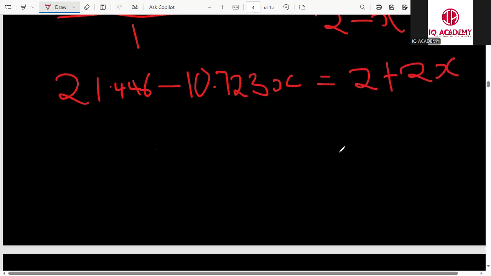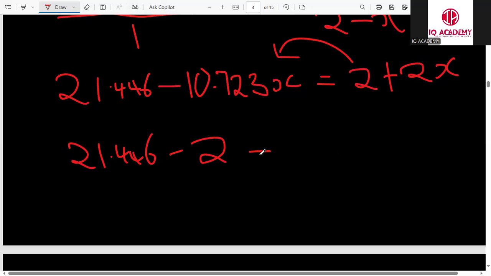Okay, so let's put the like terms together here. So this guy here, let's leave him here. So let's say 21.446 minus 2. So this minus 2, I've gotten this guy, it has come this side, right? Is equals to 2x plus 10.723x. So this is what I have here.